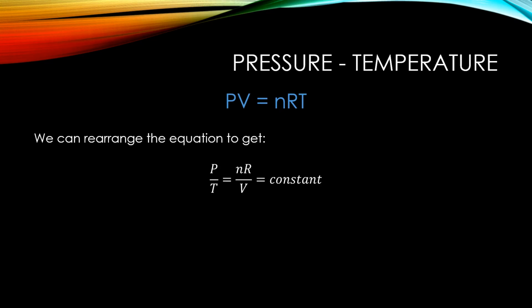We can also look at the relationship between pressure and temperature by rearranging the equation, and we end up with something very similar to the volume temperature relationship. We get pressure divided by temperature is equal to nR over V. If we hold volume constant and we hold the number of moles constant, then pressure and temperature are directly related. So if the pressure increases, the temperature must also increase. So pressure is directly proportional to the temperature.